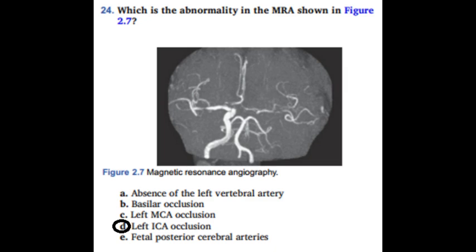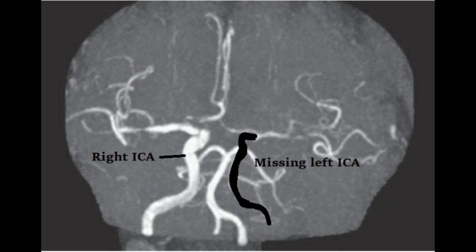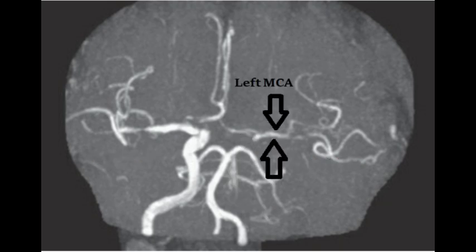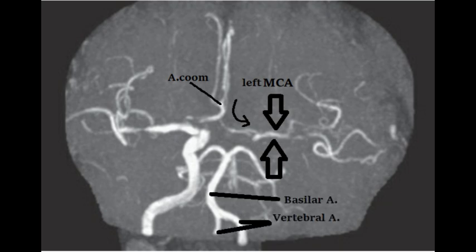Here's why. The MRI in this case shows absence of the internal carotid artery on the left. Interestingly, the left MCA is still seen, but it is being supplied retrograde via the anterior communicating artery. A beautiful example of the Circle of Willis at work. Both vertebral arteries and the basilar artery are intact, ruling out options A and B. And this isn't a fetal PCA variant because the PCAs are still arising from the basilar artery, not the ICA.